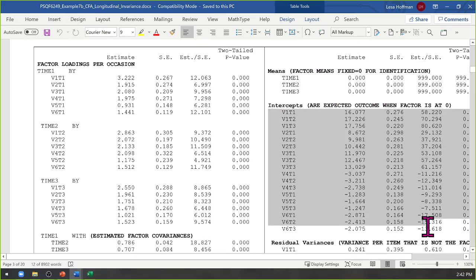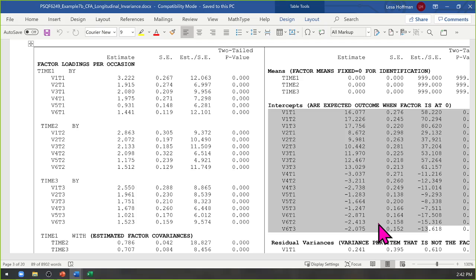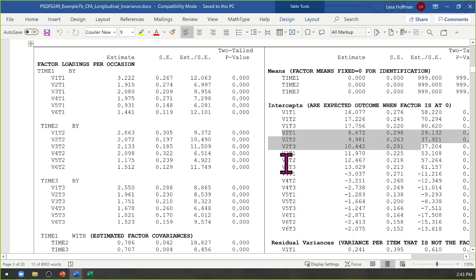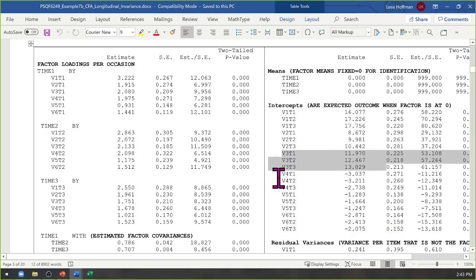And here are my intercepts. Note items 4, 5, and 6 are negative because of the reversing that I did. So those don't have direct meaning, but they have relative meaning. So these are the means of the items, and it looks like, for instance, item 1 grows over time. The mean grows from 16 to 17. Item 2 looks like it grows over time. Item 3 looks like it grows over time. Item 4 also grows because it's becoming less negative. And the same is true for item 5, that's not true. Item 5 is a little bit of an oddball. And item 6 grows over time.